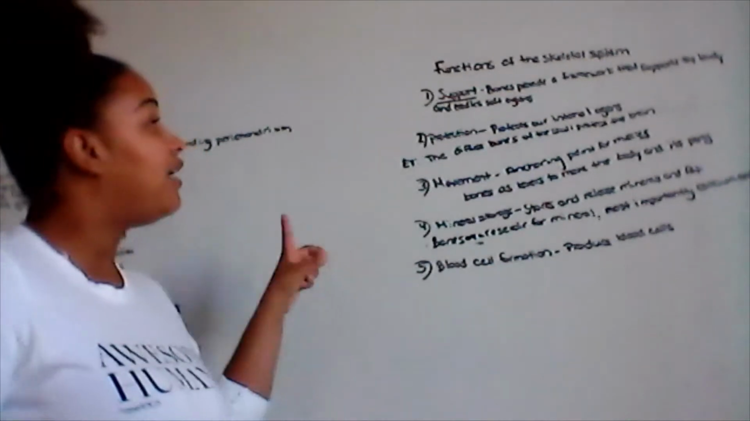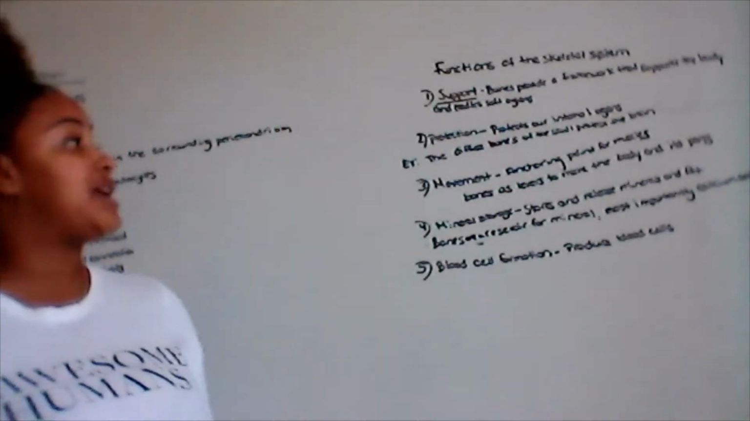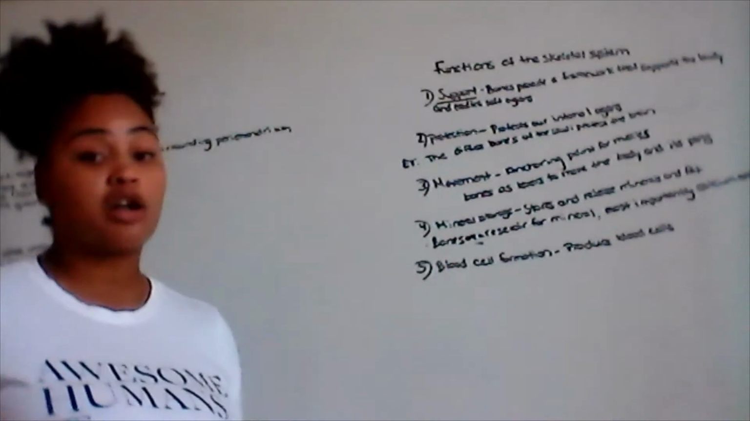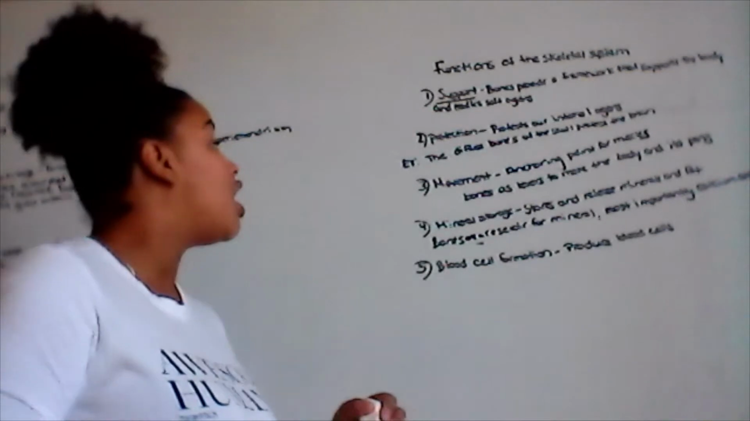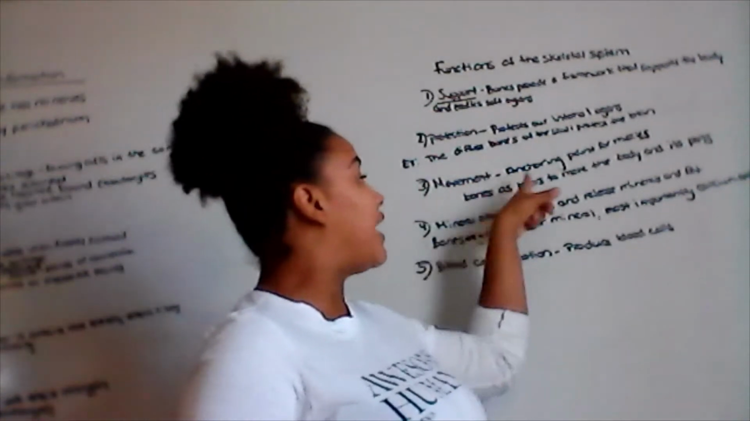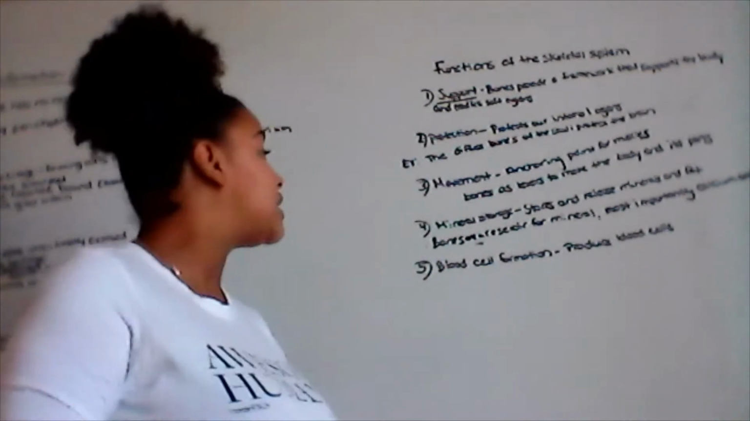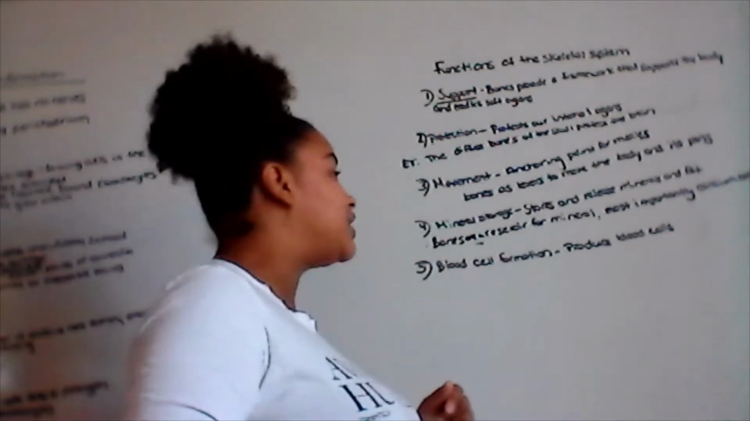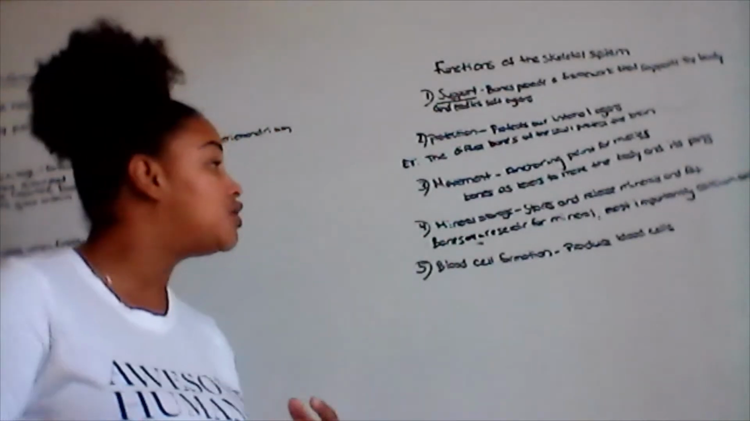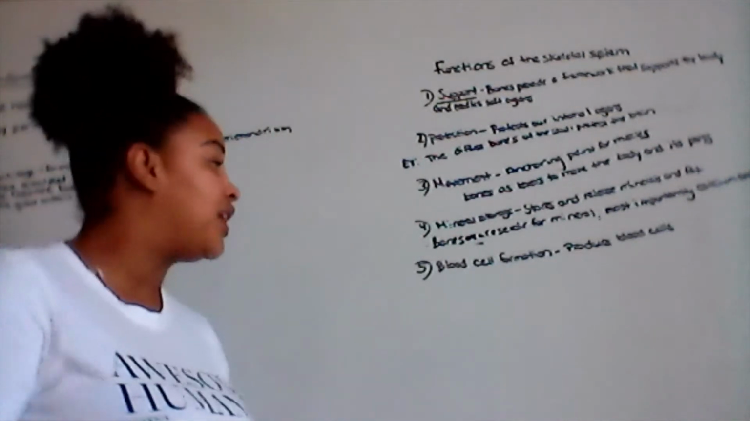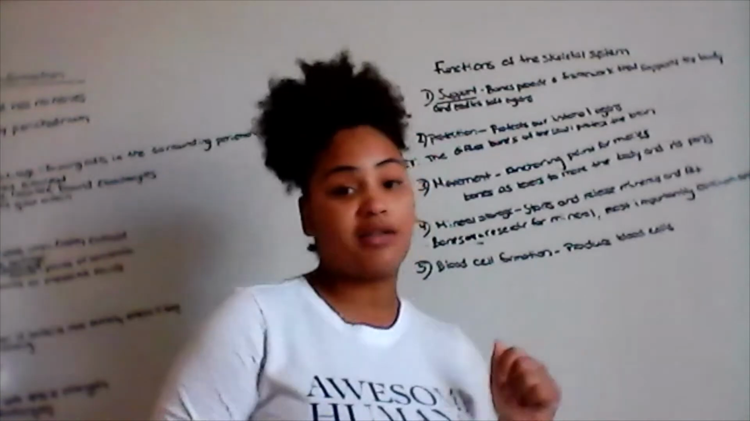Next, we have the 5 functions of the skeletal system. 1, support. Bones provide frameworks that support our body and cradle our soft organs. 2, protection. It protects our internal organs. 3, movement. Bones are anchor points for muscles. Bones are levers to move the body and its parts. 4, mineral storage. It stores and releases minerals and fats. Bones are reservoirs for minerals, most importantly calcium and phosphate. And 5, blood cell formation, which produces blood cells.